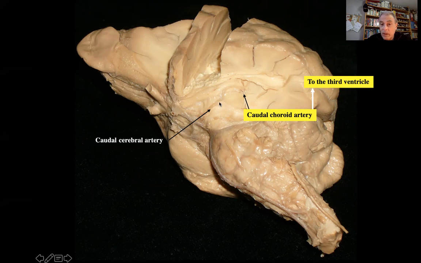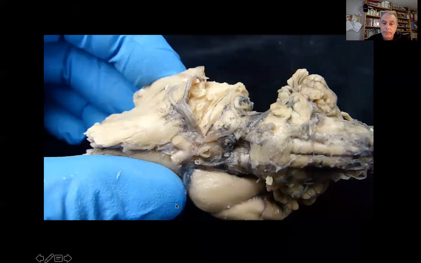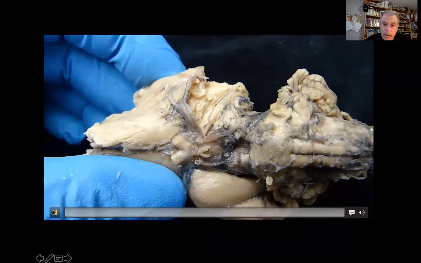Here we have, in the same animal, the caudal cerebral artery that gives rise here, as you have seen before, running with the medial geniculate body, optic tract, lateral geniculate body. So at this level branches the choroid artery to the lateral choroid plexus. Now we have a video.